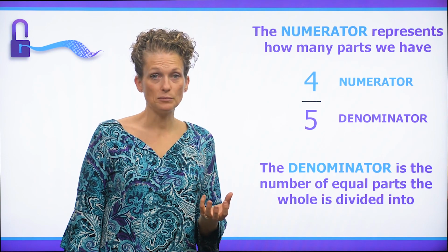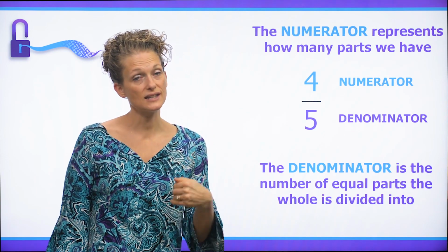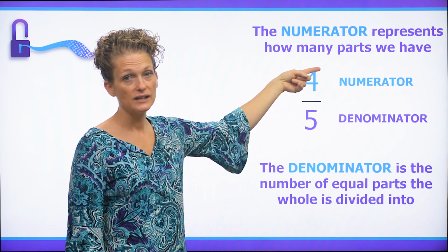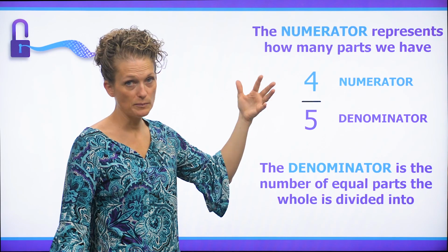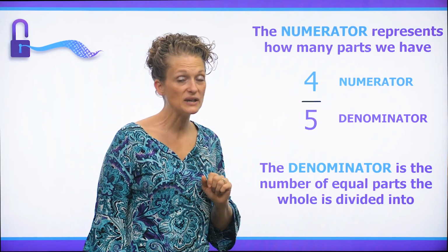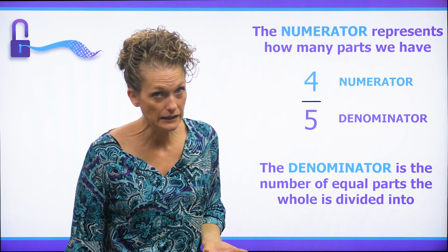So in the example of the pizza, we had one whole pizza that we divided into 6 equal parts. So in a fraction like this, 4 is the number of parts we have, which depends on the situation, and 5 is the number of equal pieces that the whole was divided into.